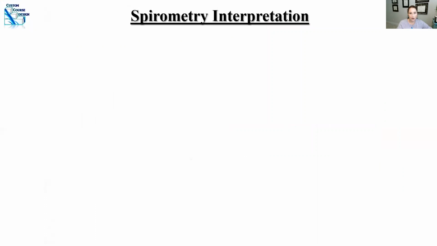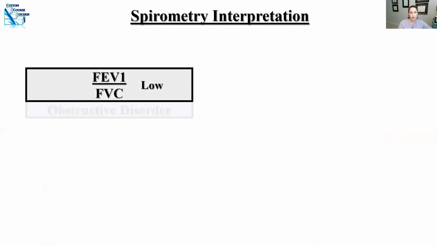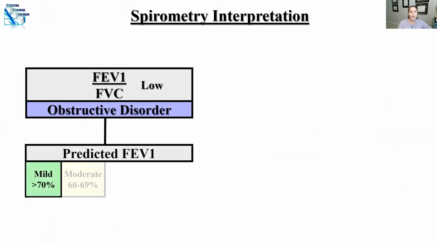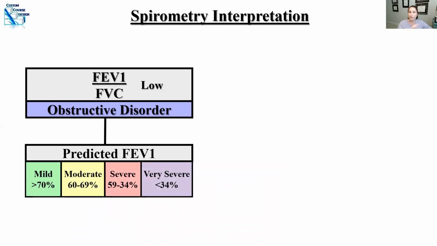Next, let's do a spirometry interpretation. So if you get this as an exam question, the first thing we want to do is look at that FEV1 over FVC ratio. Okay. If it's low, we know that that has to be an obstructive disorder because we just talked about that. Then we're going to look at the predicted FEV1. This is the amount of FEV1 that should be there based on the patient's age, ethnicity, gender, kind of all of these characteristics that said this is what they should be.